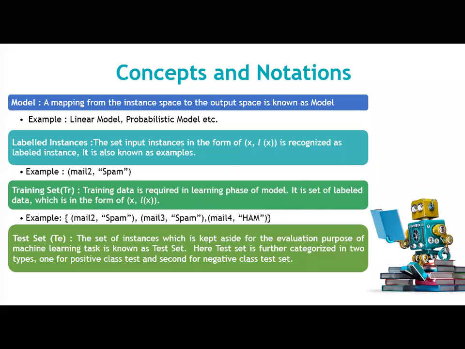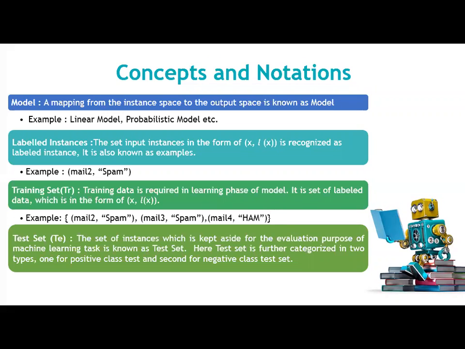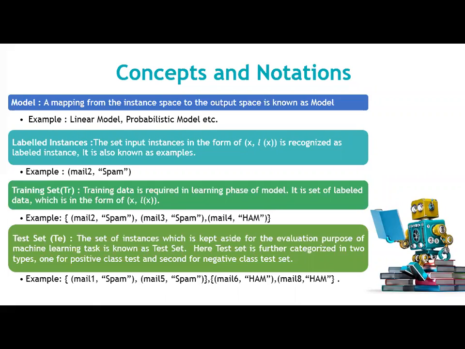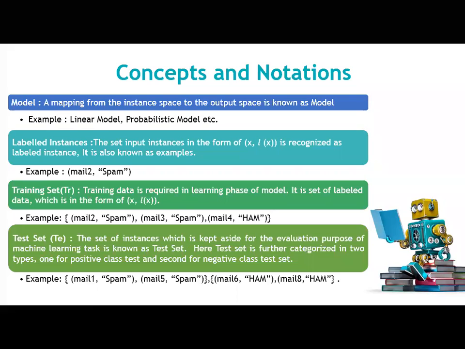Further, your test set is divided into two parts. One is the positive class and one is the negative class, in case of binary classification. So if we write down the test cases for our particular task, here we have male 1 is spam, male 5 is spam. This is the training set and testing set. If you observe, there will be no common instances between training and testing. They are completely different. So if male 2 is present in the training set, male 2 is not present in the testing set. So, male 1 and male 5.